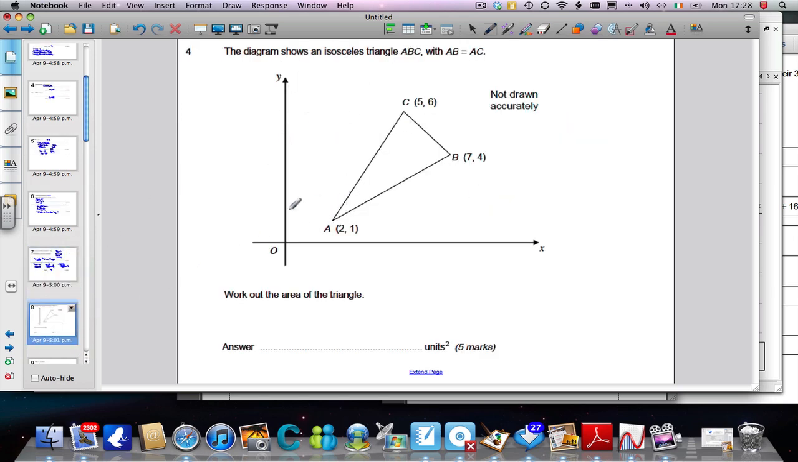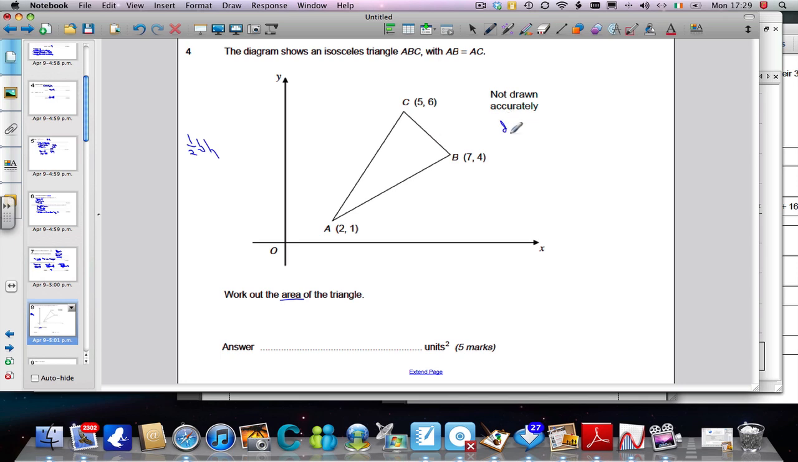This one was a tricky question. We're given the coordinates of a triangle and we're asked to work out the area of the triangle. Now, most of you should know that the area of a triangle is generally the base times the height divided by 2, or half the base times the height. Well, in order to get the base, I'm going to have to work out the distance from here to here. So I'm going to use the distance formula.